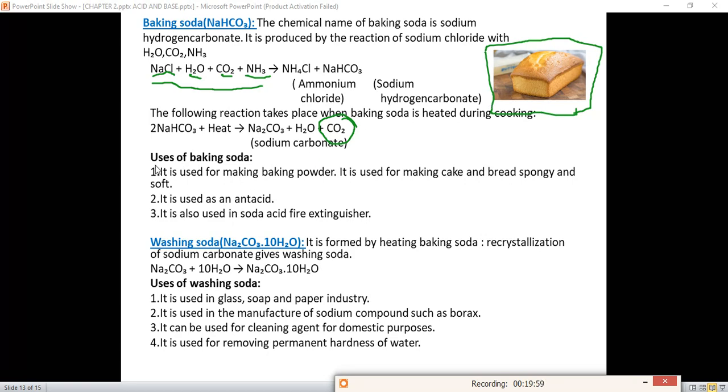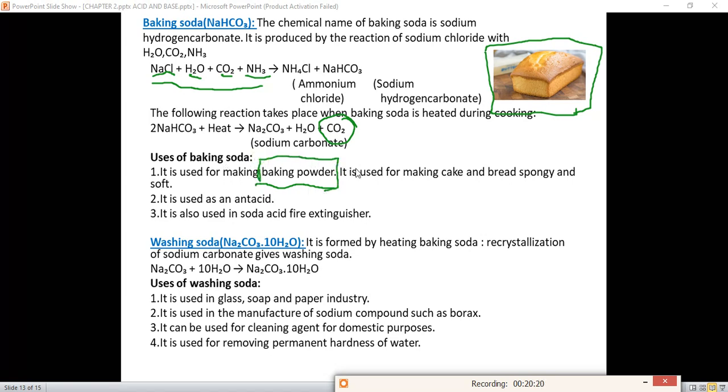Now we'll see the uses of baking soda. It is used for making baking powder. You all have heard about baking powder. It is used for making the cakes. It is also prepared by using baking soda. It is used for making cakes and bread spongy and soft. What is this baking powder? It is a mixture of baking soda and tartaric acid.